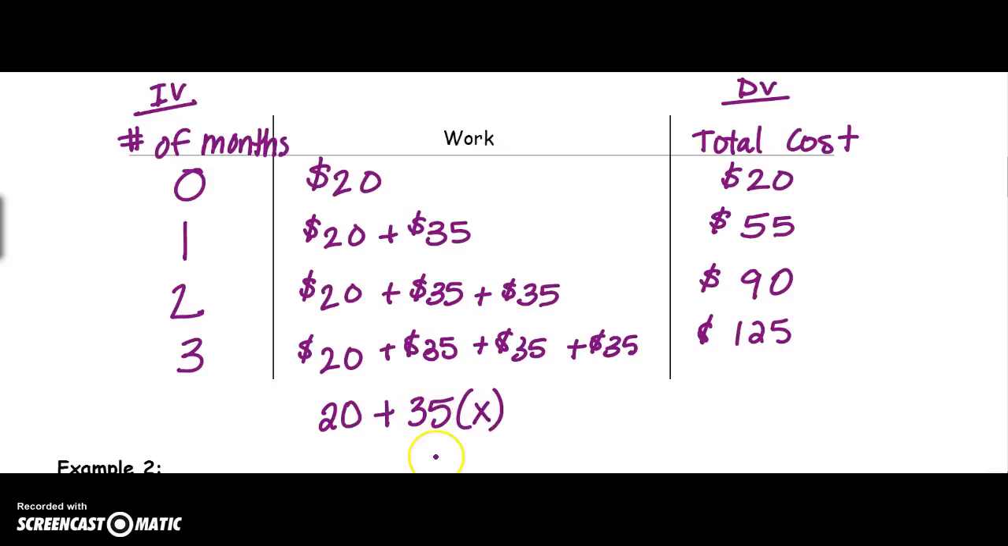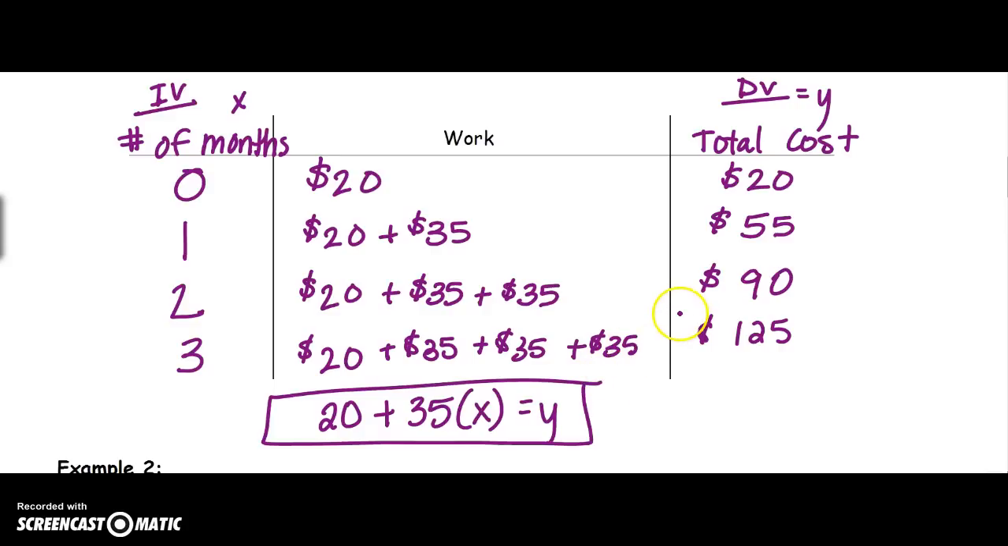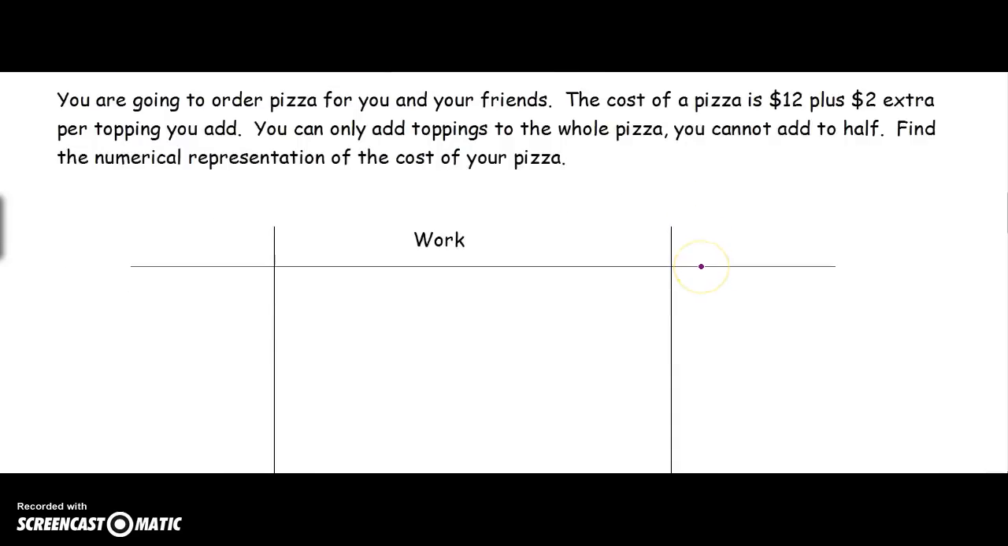So what if we said this? X represents the number of months, and if you remember in a table, X always goes on the left. If we set this equal to Y, that's what your total cost is. That's going to say how much you have spent total on the gym. So we just came up with our function rule. Let's try the second example.